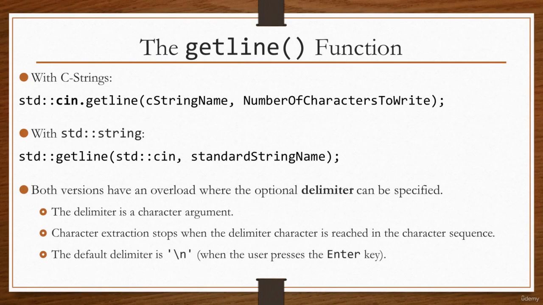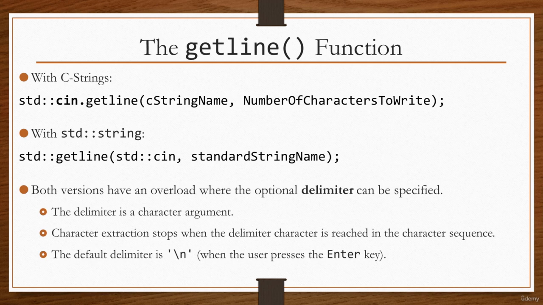A quick high-level summary on what we've discussed in this lecture on the getline function. With C strings, we use the cin.getline. We pass in the C string name followed by the number of characters that we want to write to that C string, including the null terminating character, of course. Then we also have the getline, where we can pass in as an argument a standard string. That function is in the standard namespace.